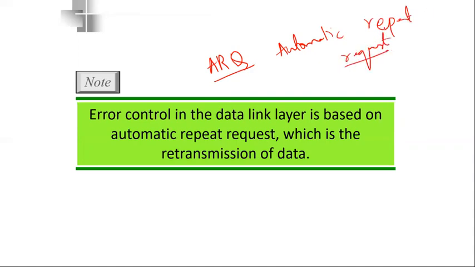So in this case, the frames are directly retransmitted. Whatever frames are missing or whatever frames have got an error, those are directly retransmitted. So this process is called automatic repeat request. Now with this, I will conclude the flow control and error control topic. The rest of it, we will see in the later lectures.